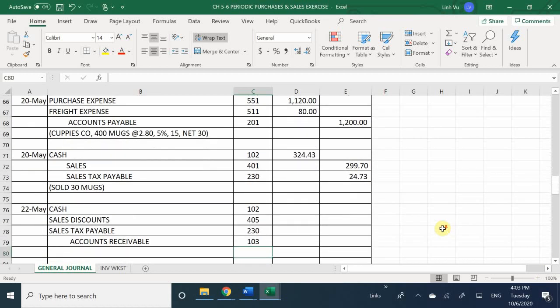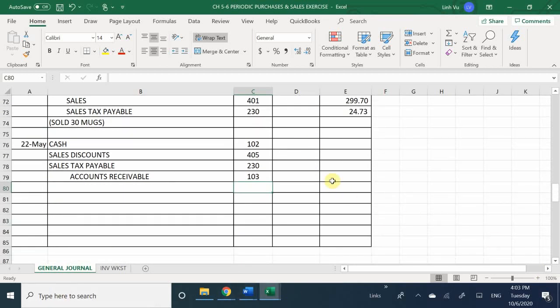324 and 42 cents. So at least we know that's how much he actually owes us, 324.42, right? But because he made the discount period, now we're going to calculate what the discount actually is. We're also going to calculate the sales tax that must be taken out from his original accounts receivable, from the amount that he owes us. So what is the sales discount going to be?